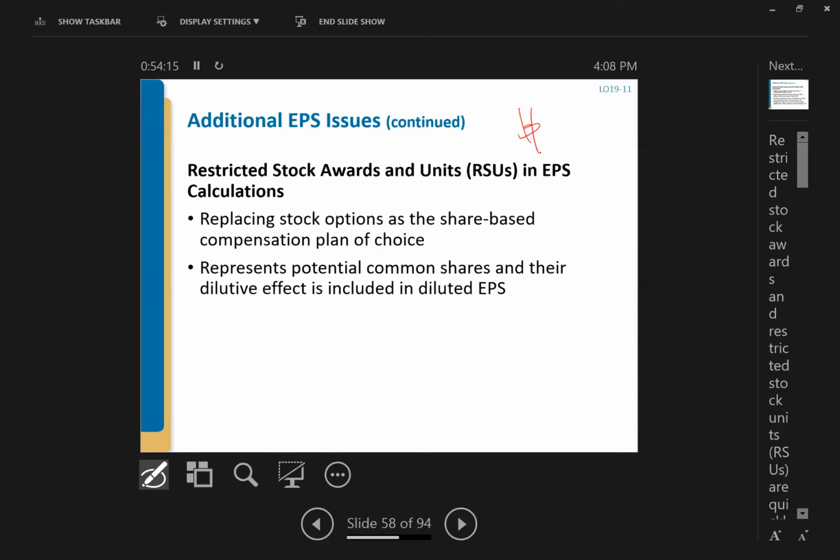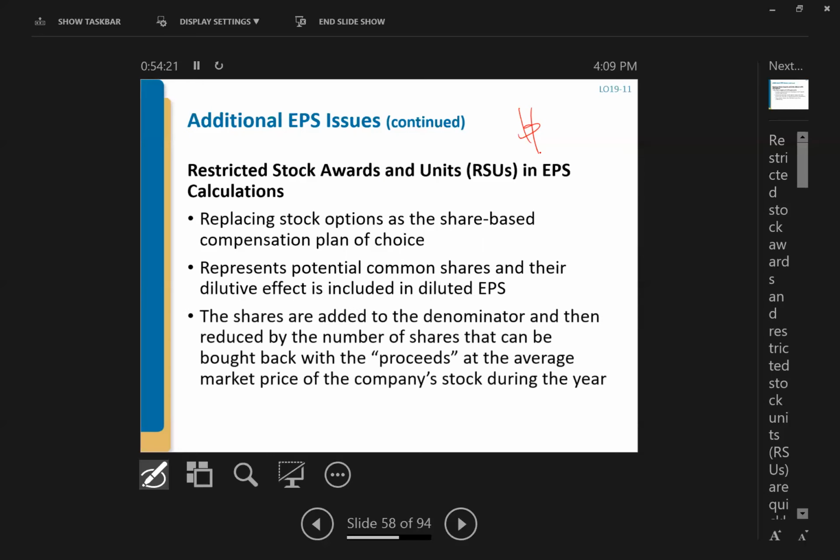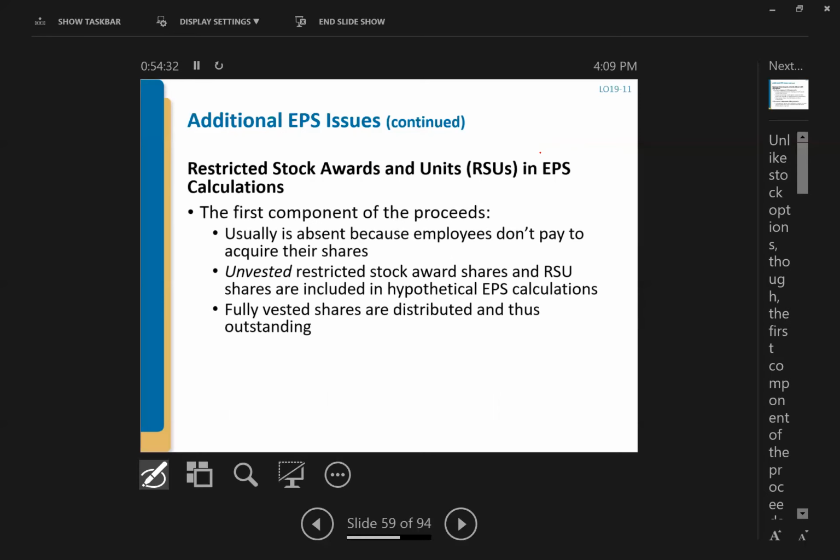However, we spread the cost of the compensation over the previous years. The shares are added to the denominator and then reduced by the number of shares that can be bought back with the proceeds at the average market price of the company stock during the year. The first component of the proceeds usually is absent because the employees do not pay to acquire their shares. Unvested restricted stock award shares and RSU shares are included in the hypothetical earnings per share calculation. Fully vested shares are distributed and thus outstanding.